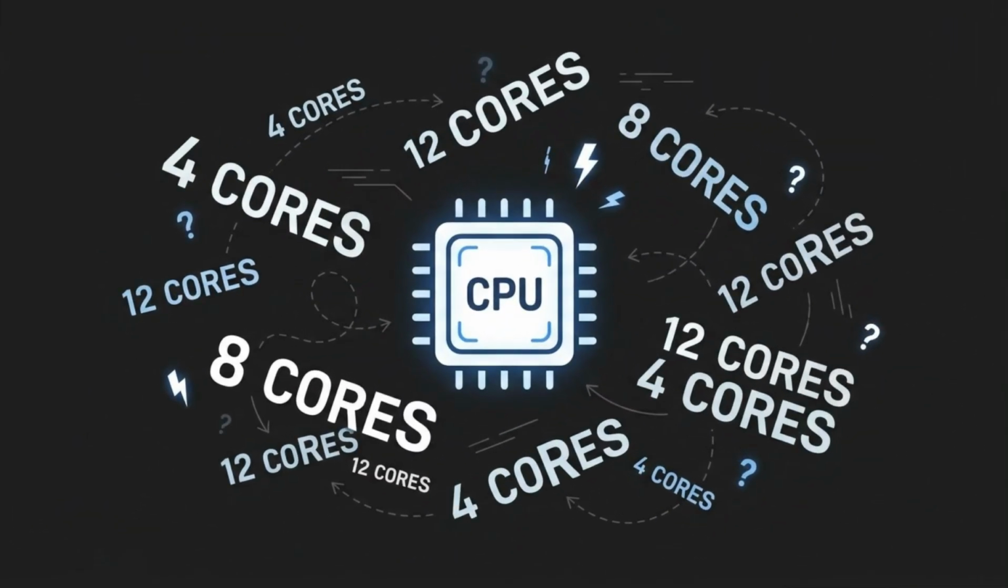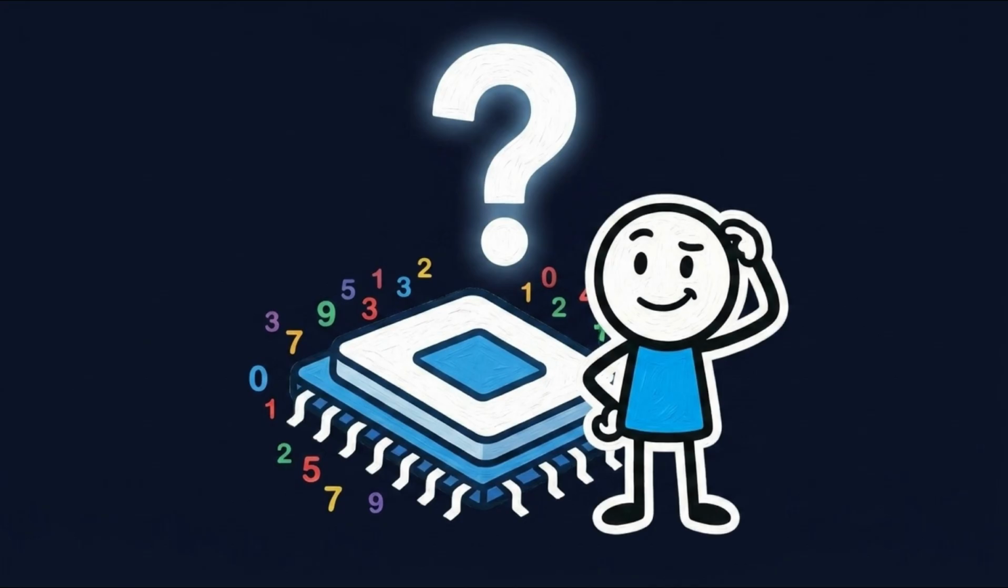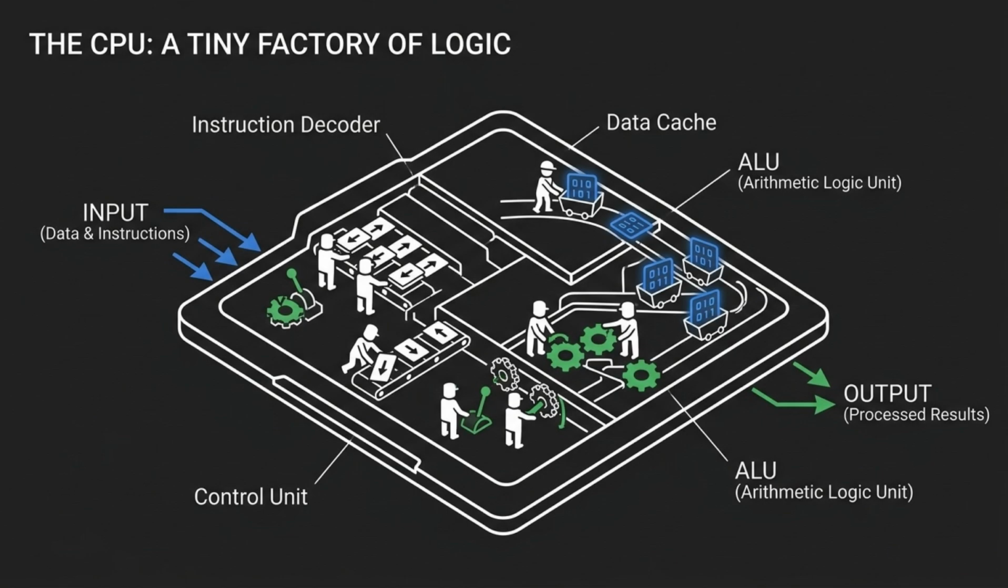Your CPU might say 4 cores, 8 cores, 12 cores, or even more. But what does that actually mean? A CPU core is one of the main parts of a processor that does the actual work. It reads instructions, processes data, performs calculations, and sends results back to the rest of the computer.